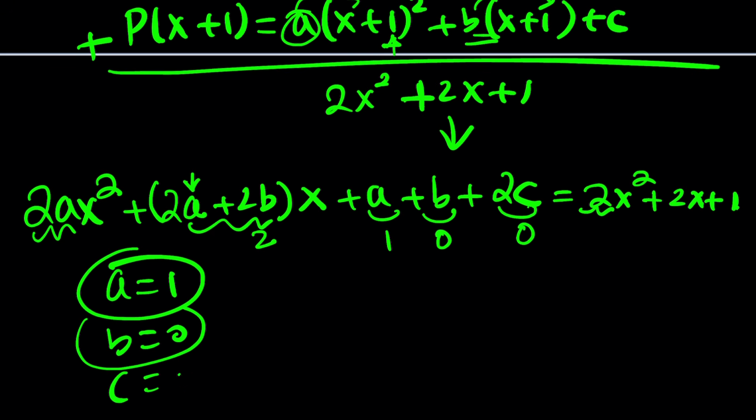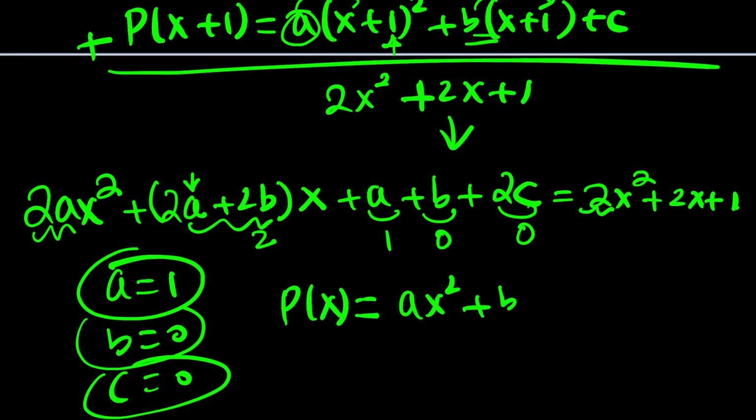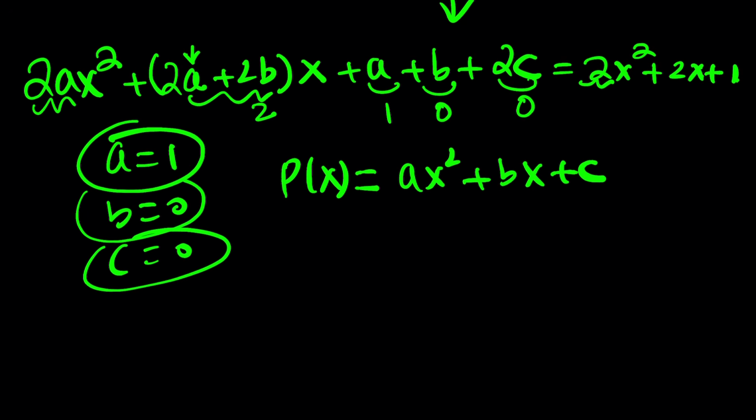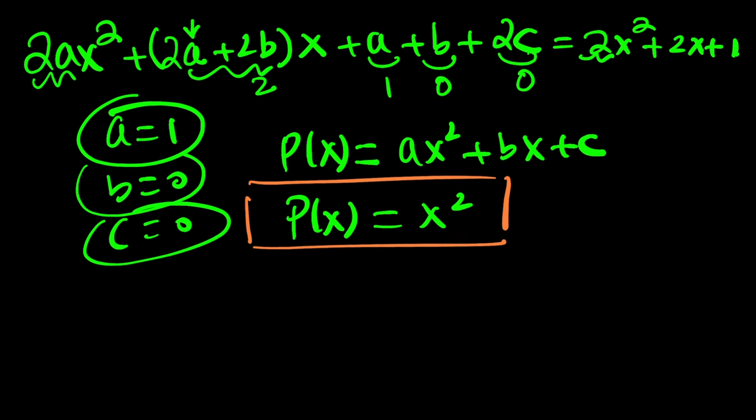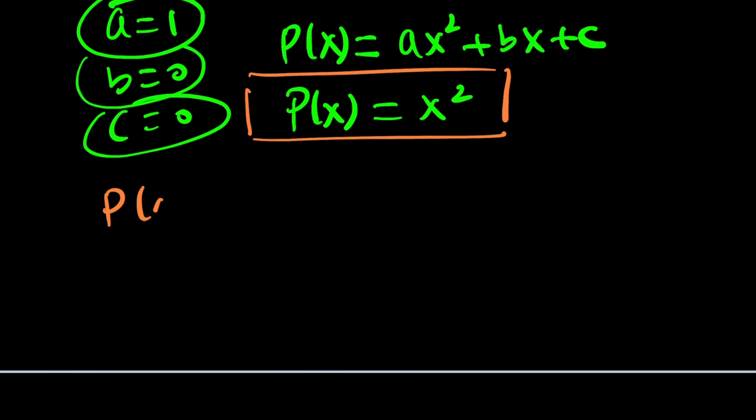Uh-oh, what is that supposed to mean? Well, we just assumed that our polynomial p of x can be written as ax squared plus bx plus c. From here, we basically get p of x equals x squared as the only solution for our polynomial equation. Now, why did that happen? Let me show you real quick, because this is where the problem comes from, and you can always come up with questions like this and ask whoever you'd like to ask, okay?